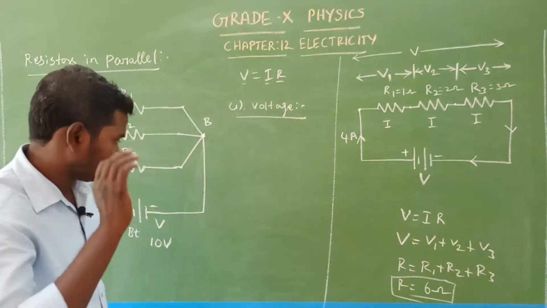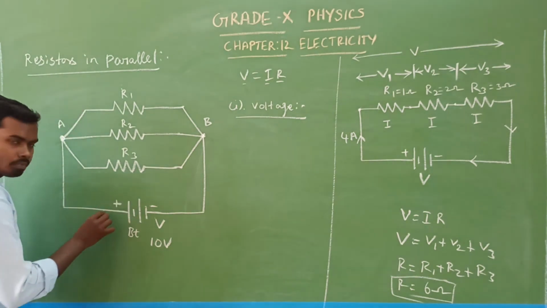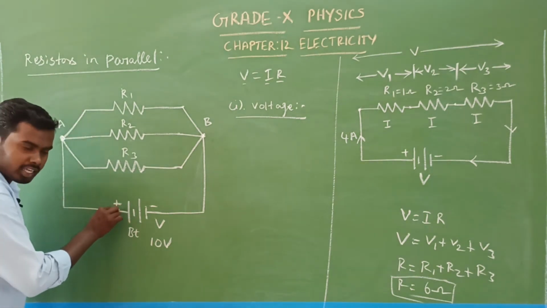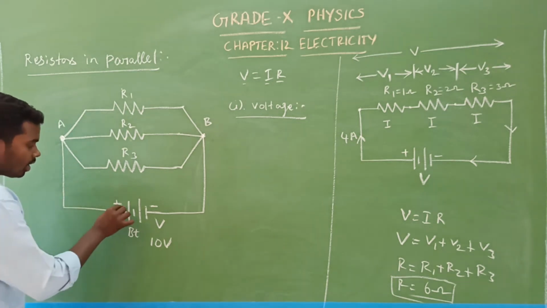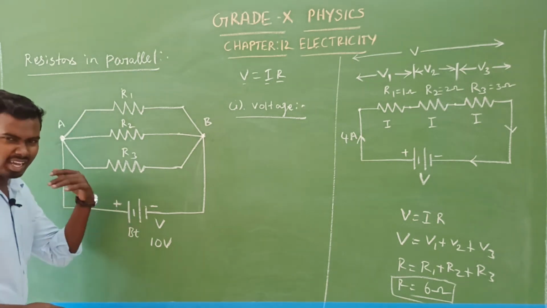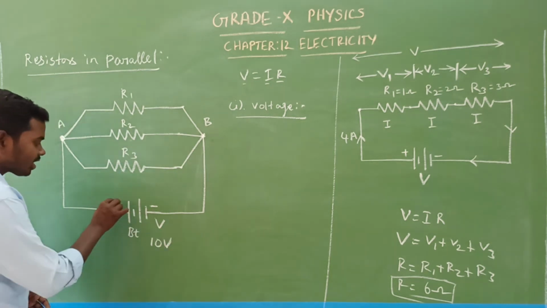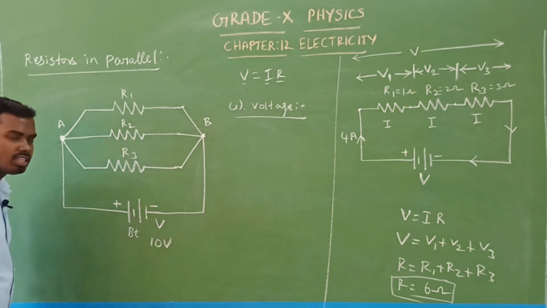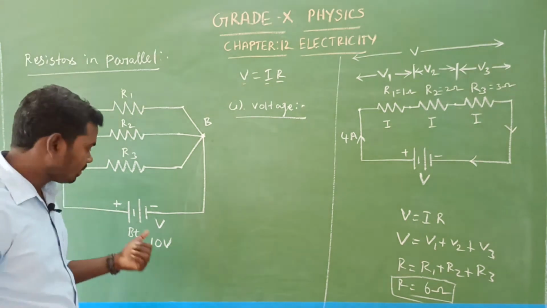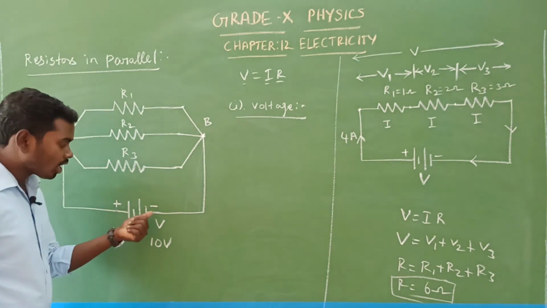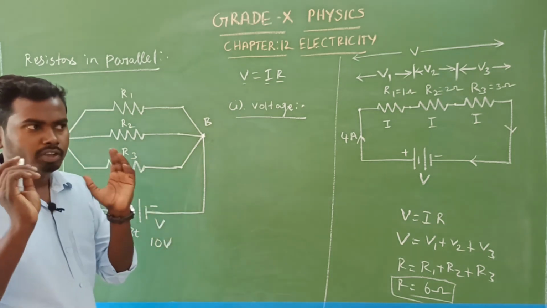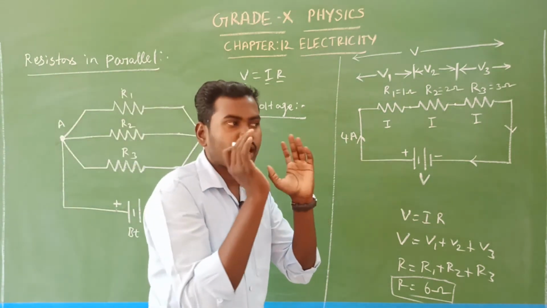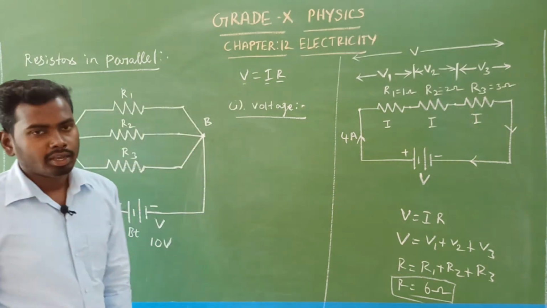Already we know the positive terminal is the high potential and the negative terminal is the low potential. Obviously the positive terminal in the battery or any other power source is high potential, and the negative terminal is low potential. Positive is like high pressure and negative is low pressure, because potential difference is a kind of pressure which pushes all the electrons to flow in a particular direction.